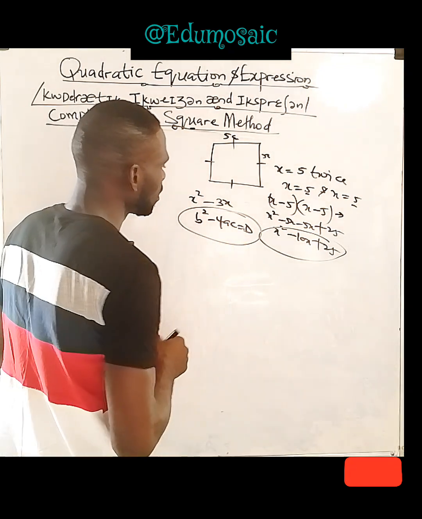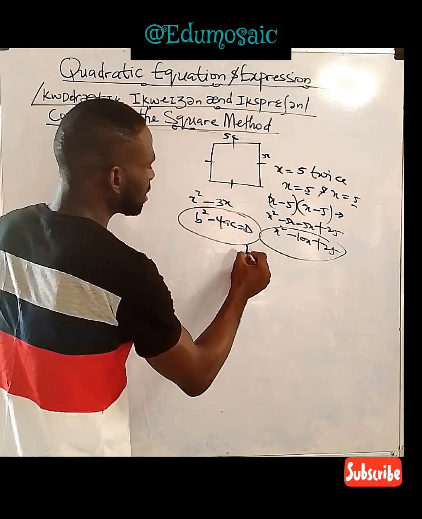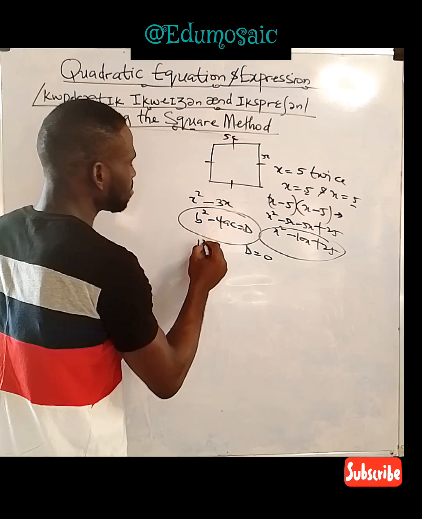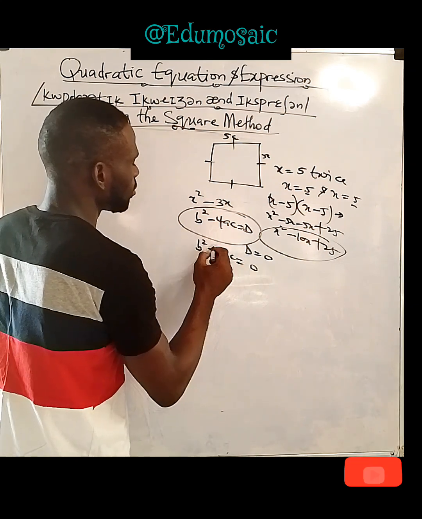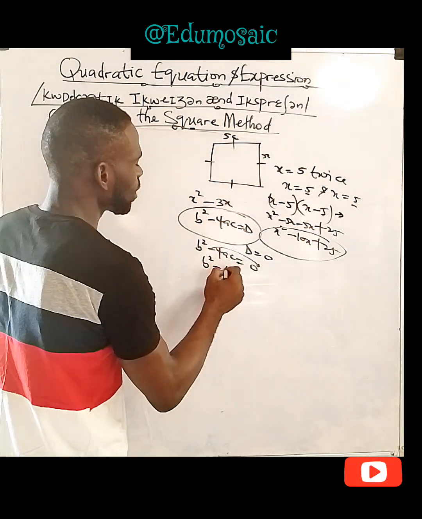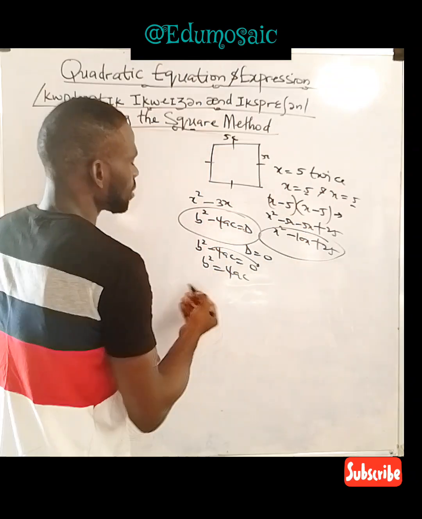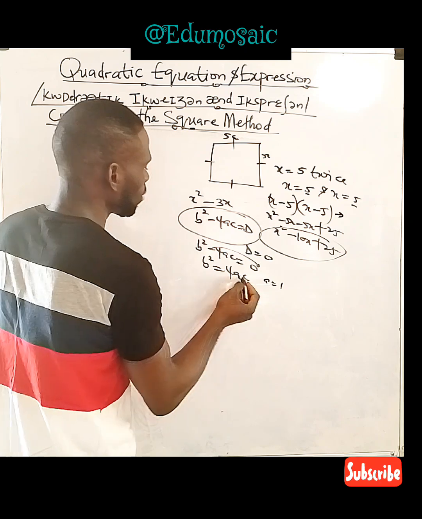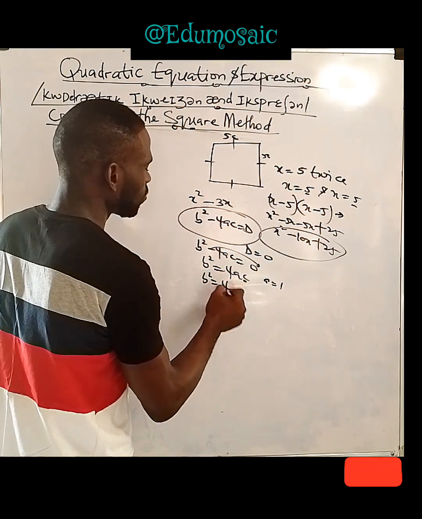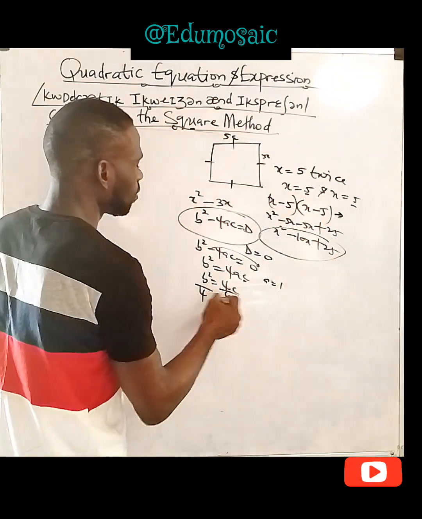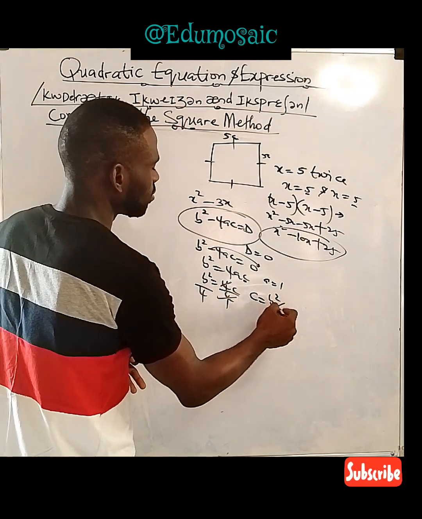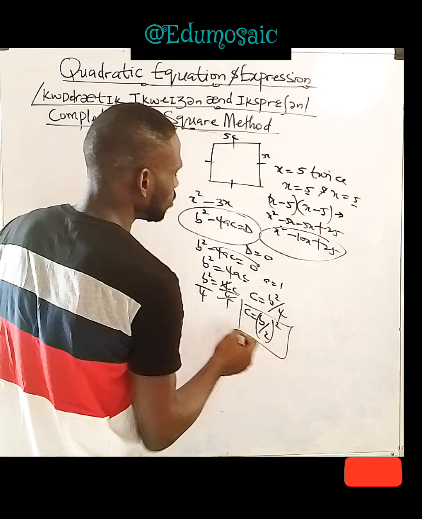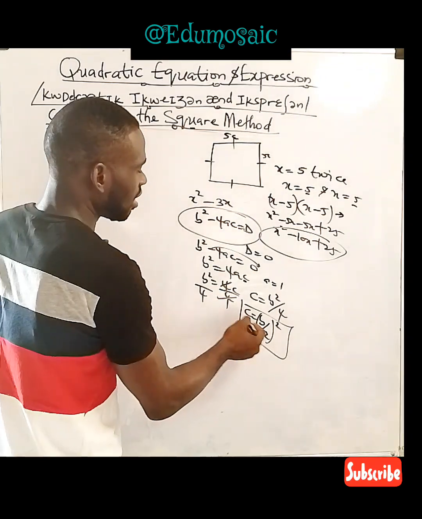For identical roots, the discriminant is equal to 0. So if the discriminant is equal to 0, it means b squared minus 4ac will give us 0. When we send this to the other side, it's b squared equal to 4ac. If a is equal to 1, we end up having b squared equal to 4c. Divide both sides by 4, then c is b squared over 4. C is b over 2 raised to power 2. So that's the formula we use to get what we're going to add.